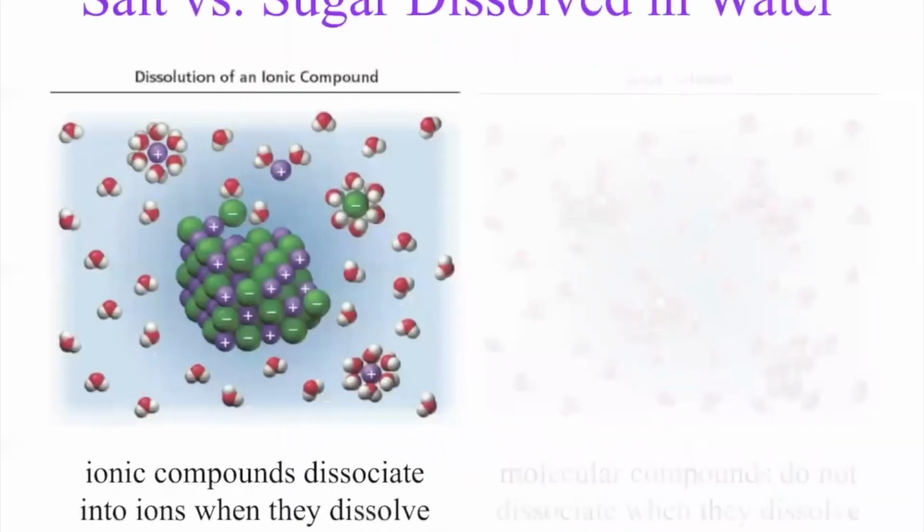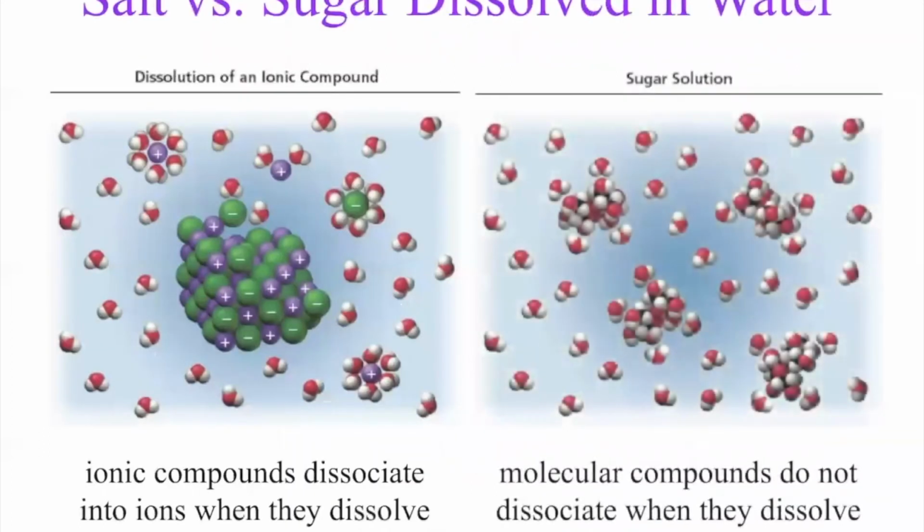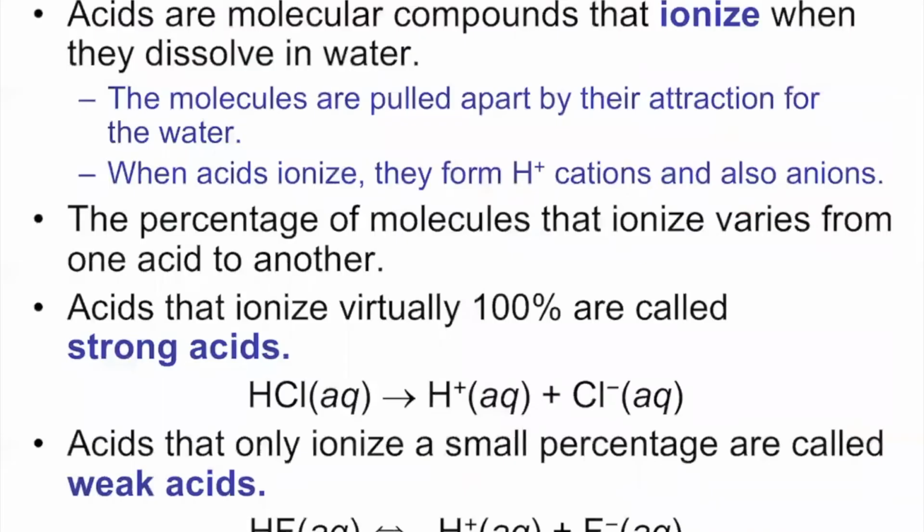Okay, notice here we have two images. When you have an ionic compound, which is salt, notice how it's separating the ions, so you have floating charges. The second image shows the sugar being surrounded by the water, but it's not separating. With acids, remember that acid starts with an H. The proton gets ionized and comes off. So when hydrochloric acid dissociates, you have floating charges around.